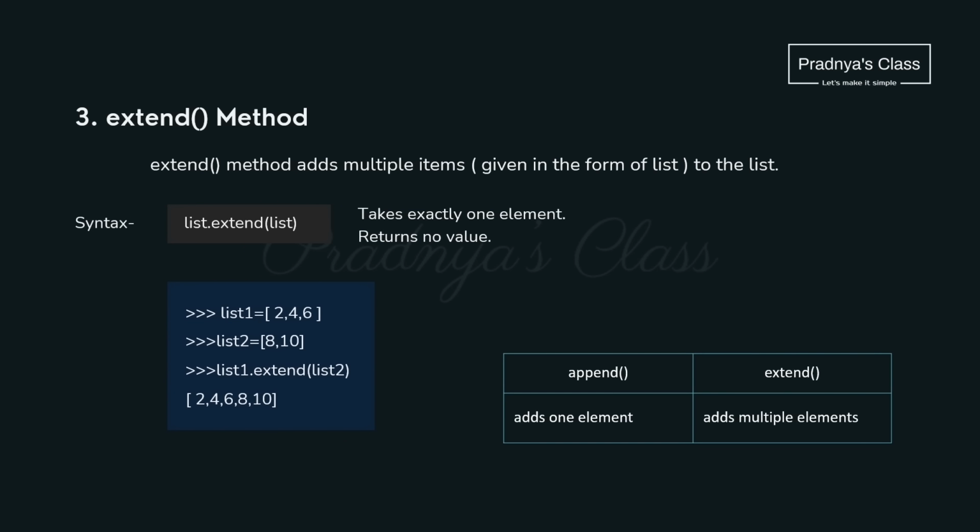The extend method also adds items at the end of the list, but here you can add multiple items. That's why it takes a whole list. Here is the first list and here is the second list. Look at the output. First list followed by the second list. The second list got appended to the first list.